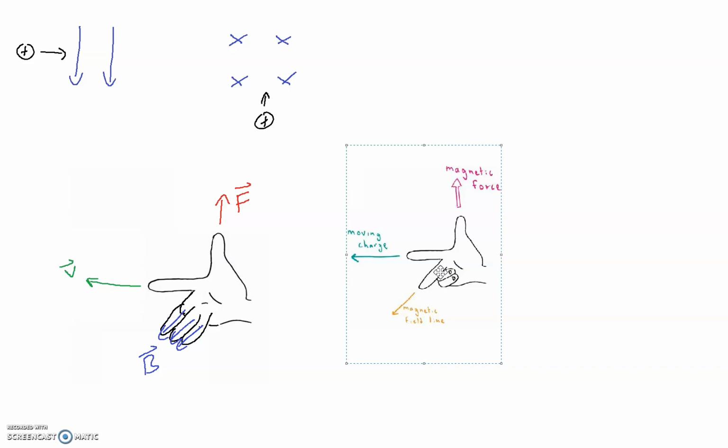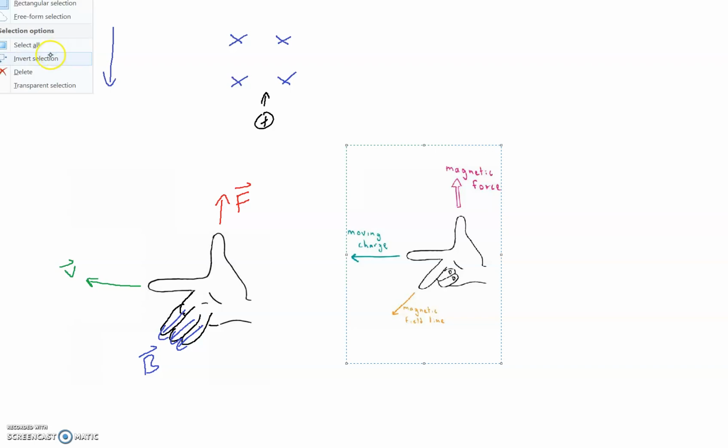Okay, and again, there's other variations where people have all the fingers pointing straight, and they use their palm as the force. There's lots of different variations out there. This is the one that I like to use. I just find it easier thinking about my subatomic gun and my 3 fingers are my field lines. I just find it a lot easier.